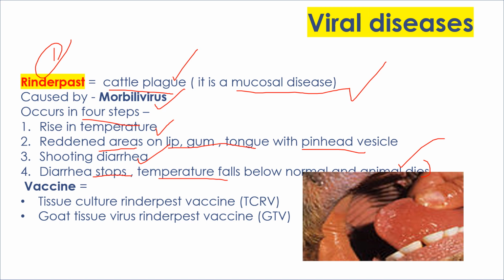So vaccines, two vaccines are used in this, you need to remember them well because they can ask in exam. Tissue culture rinderpest vaccine, TCRV, and goat tissue virus rinderpest vaccine, which is called GTV. These two vaccines are used in rinderpest disease. So remember it very properly guys.